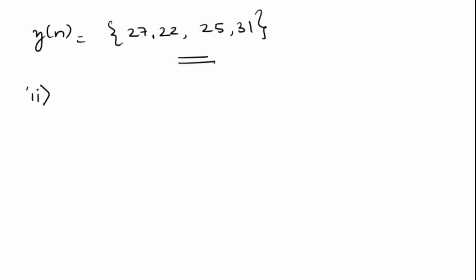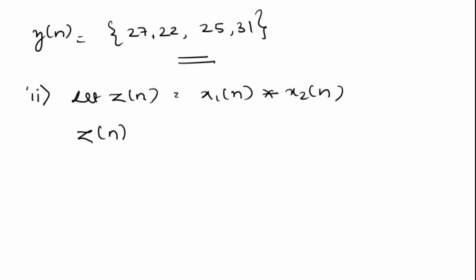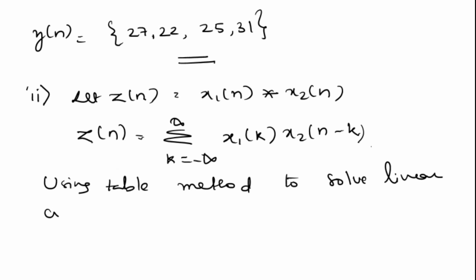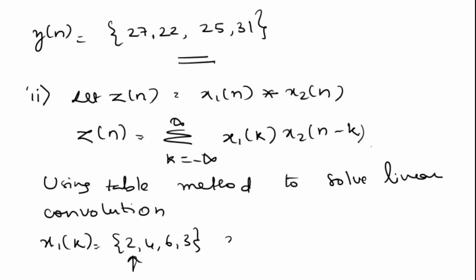Second one, we have to do linear convolution. Let z of n is equal to x1 of n linear convolution with x2 of n, or z of n is equal to summation k is equal to minus infinity to infinity x1 of k into x2 of n minus k. Using the table method to solve linear convolution, already we have discussed this in signals and systems. We can find out the value of linear convolution. x1 of k is equal to 2, 4, 6, 3, and x2 of k is equal to 1, 3, 2, 1.